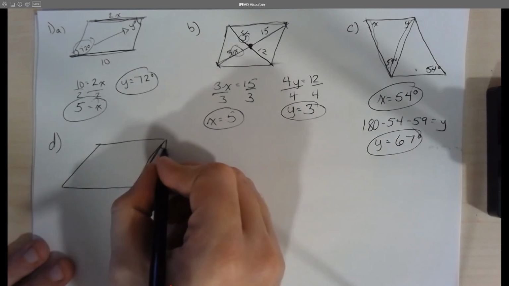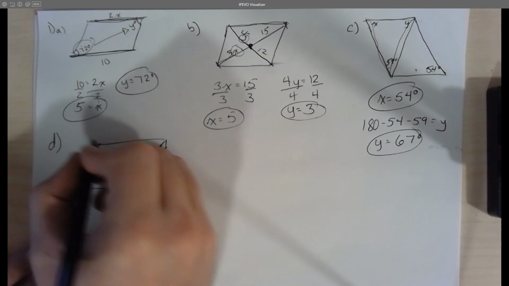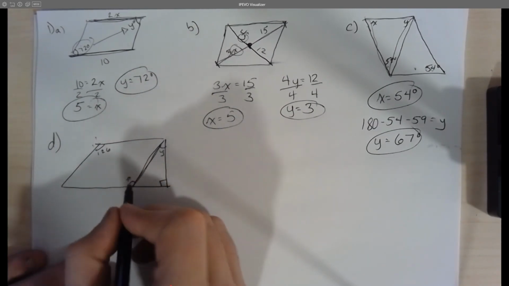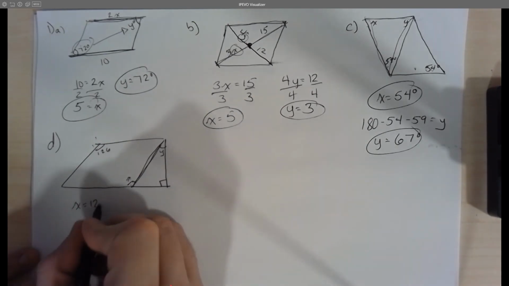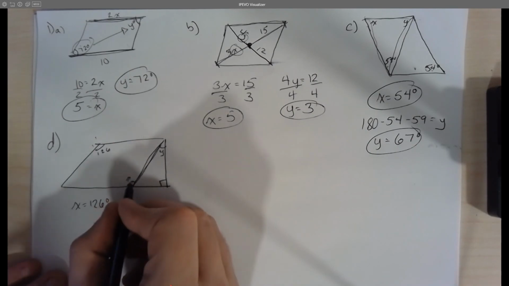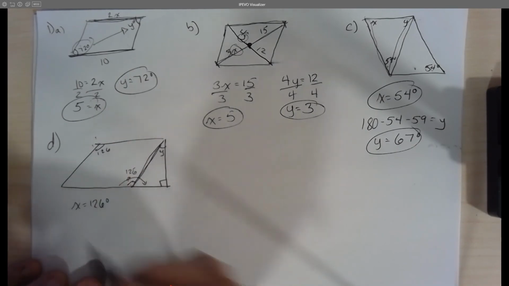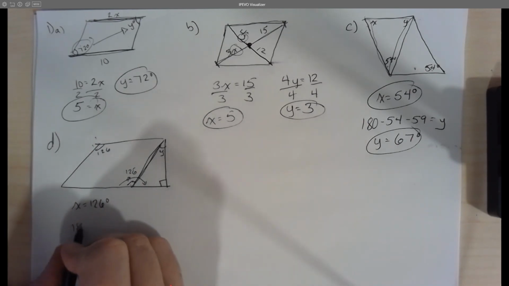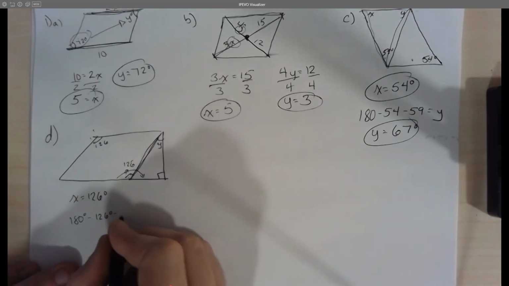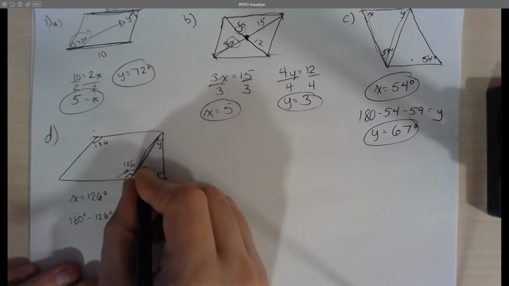We're told that this is our y that we have to figure out, this is our x that we have to figure out, and this is 126. Again, opposite angles here. If this is 126, then x has to be 126 degrees. Y is our next piece to figure out. If this is 126, then this has to be 180. So 180 degrees minus 126 degrees is going to give us 54 degrees. So that's this angle here.